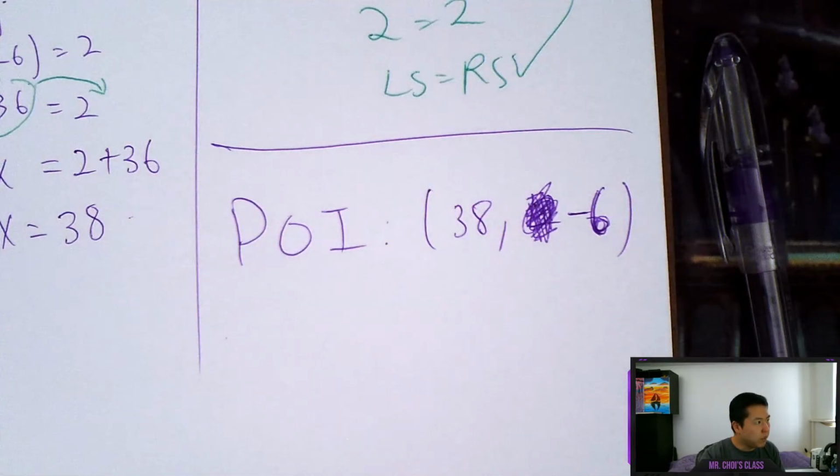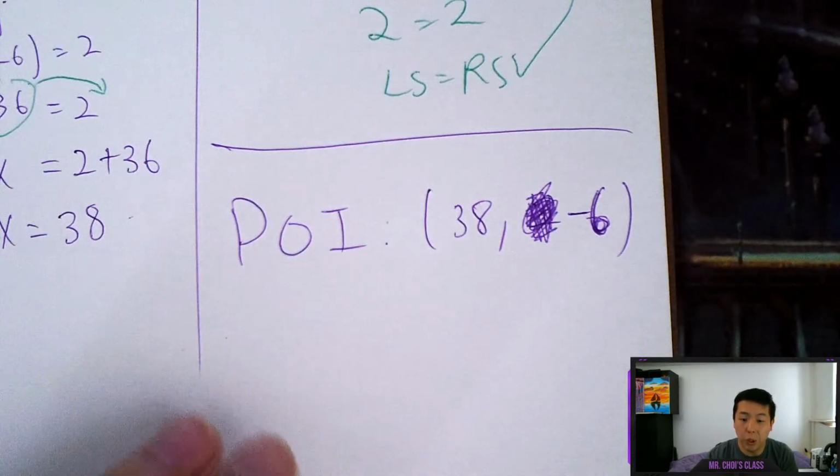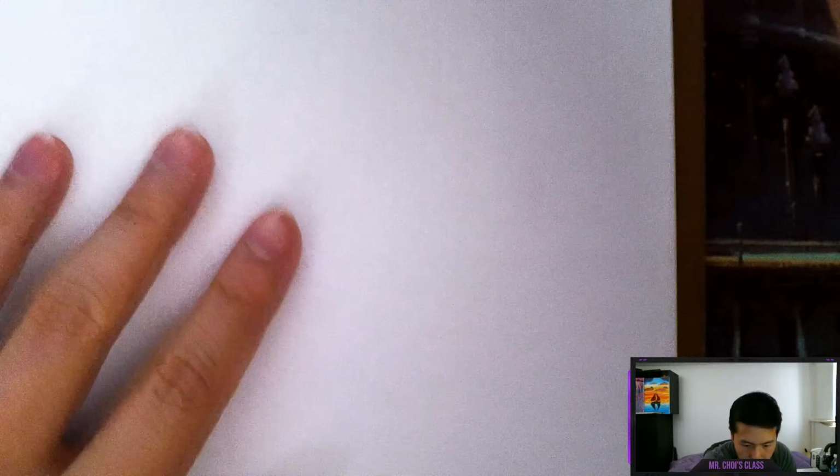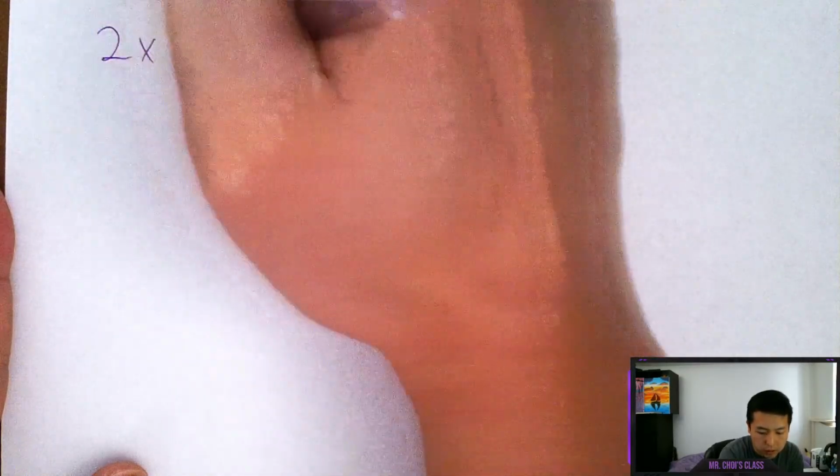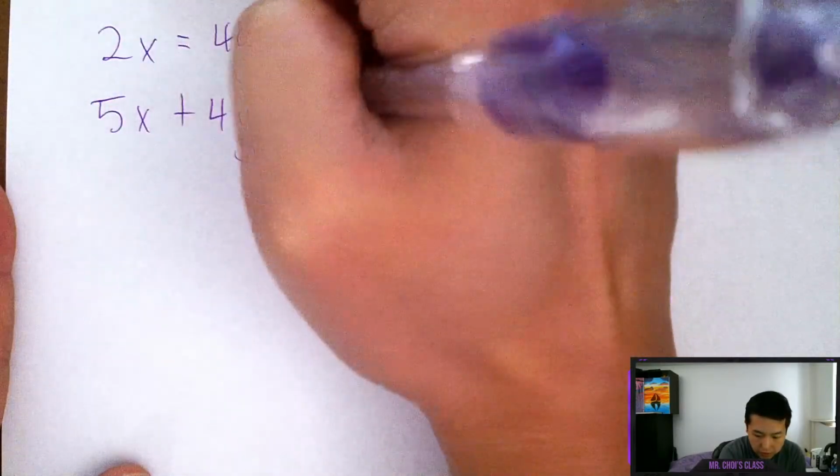So, same idea. Let's go through an example. But this time, let's make it so that you have to rearrange beforehand. Okay, so the equation I will be writing down looks like this. We have 2x equals 4y plus 9. And for the second one, we have 5x plus 4y equals 5.